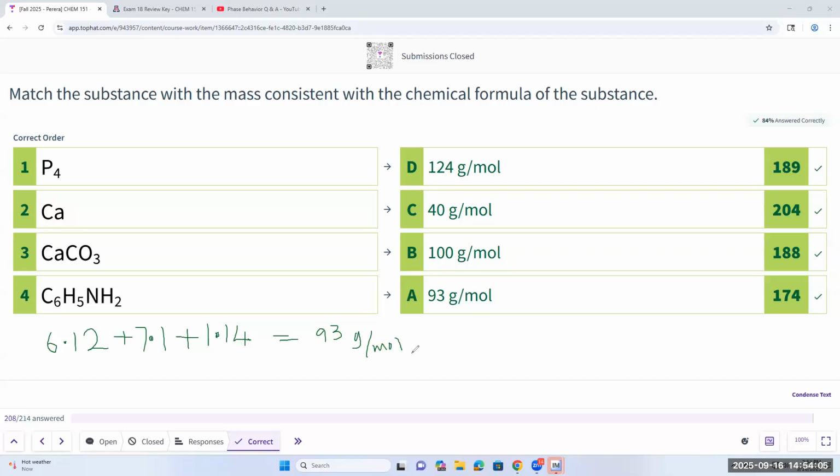What questions, concerns, comments do we have? If you're given the composition of the particle, like the formula of the particle, we should be able to determine the molar mass of the same.